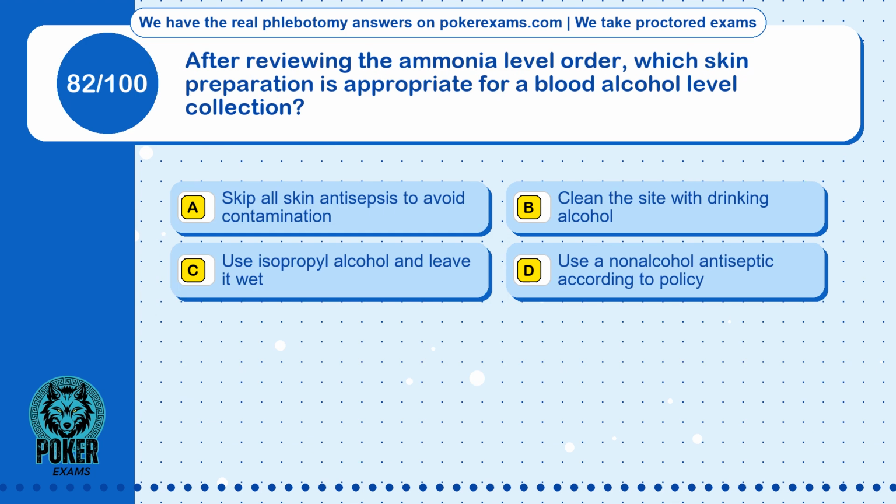Question 82. After reviewing the ammonia level order, which skin preparation is appropriate for a blood alcohol level collection? Option A. Skip all skin antisepsis to avoid contamination. Option B. Clean the site with drinking alcohol. Option C. Use isopropyl alcohol and leave it wet. Option D. Use a non-alcohol antiseptic according to policy.